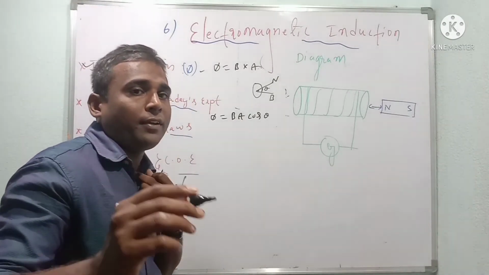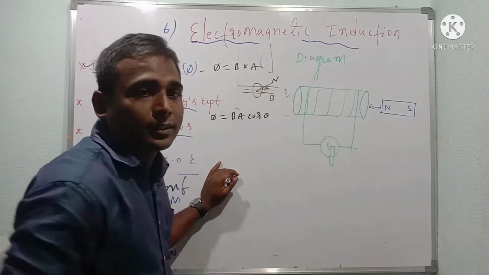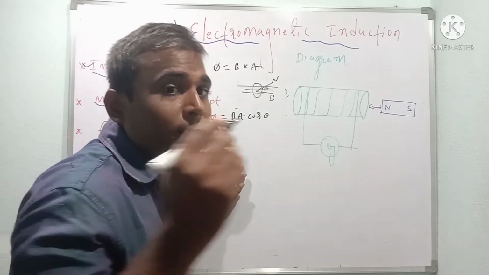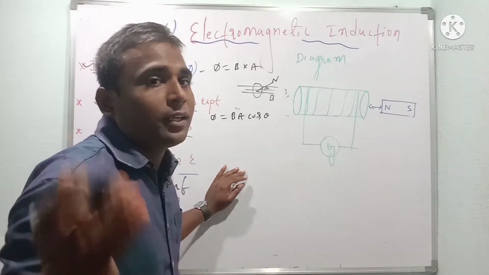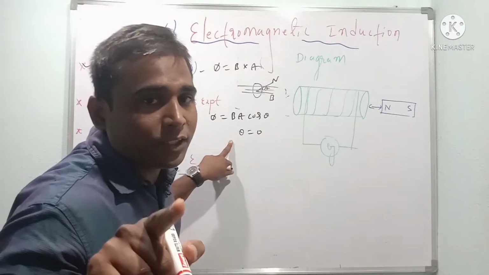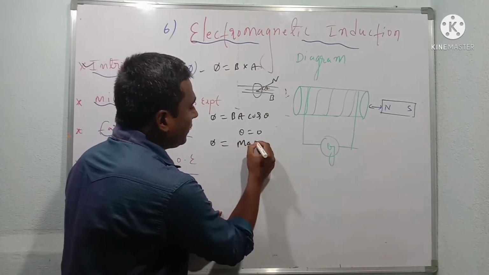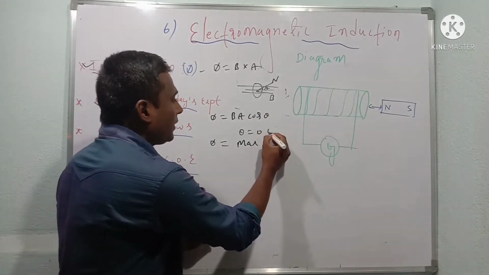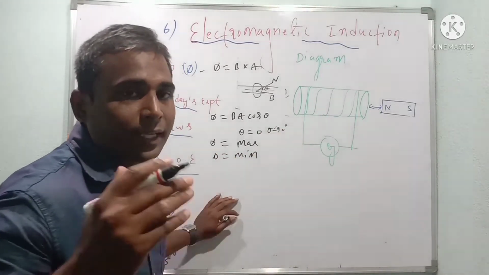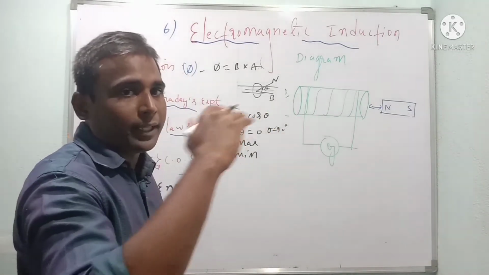Or we can tell in a simple way, what is magnetic flux? The number of magnetic field lines passing across per unit area is called magnetic flux. Now if theta is equal to 0, you know cos 0 is 1, so the magnetic flux is maximum when theta is equal to 0. If you put theta equal to 90 degrees, phi is minimum, because cos 90 is equal to 0. Hence the magnetic flux is 0 when it is in the 90 degree perpendicular direction.